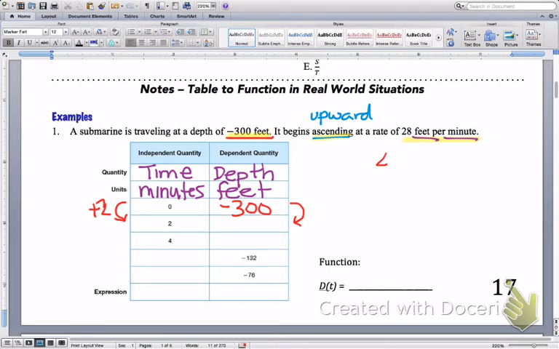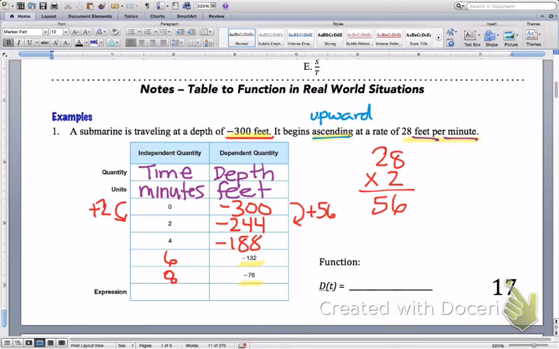So 28 is 1 minute, times 2, because we're talking about every 2 minutes, that's going to be 56. So we're going to be adding 56 to each row in the table, because we're going upward 56 feet every 2 minutes. So negative 300 plus 56 would give me negative 244. You add another 56, it will give us negative 188. You add another 56, you get negative 132, which is already here for us, and then negative 76. So let's fill in the left side. It will be 6 minutes. 2 more would be 8 minutes.